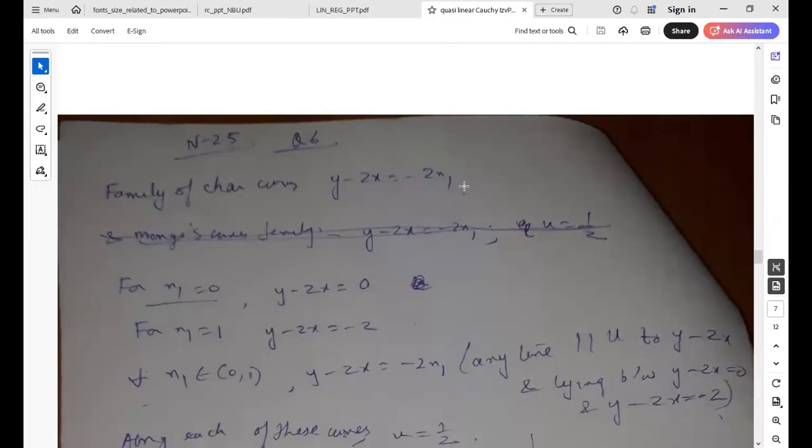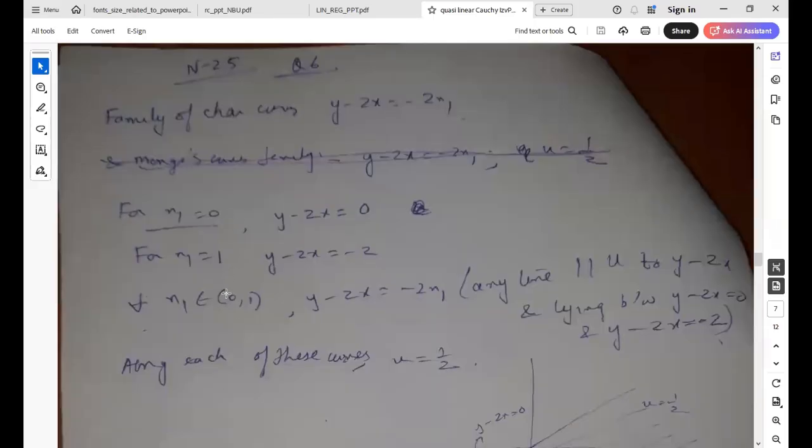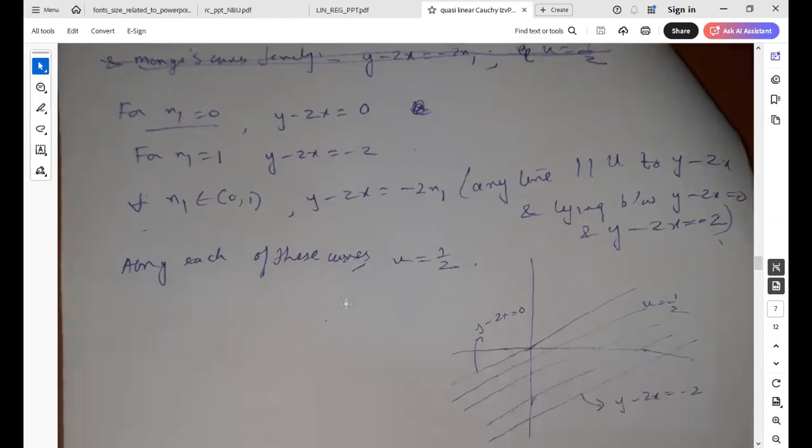If we involve eta up to that step, then for eta 1 equals 0, y minus 2x is equal to 0; for eta 1 equals 1, y minus 2x is equal to minus 2. Eta 1 can take any value between 0 and 1, nothing else. So for 0, for 1, and for any value between 0 and 1, these are all the possible cases. So we are sorting out all the characteristics: y minus 2x equals minus 2 eta 1, any line parallel to y minus 2x equals 0. Clearly the slope remains the same and only the intercept changes, so you are putting one after another line parallel to y minus 2x.